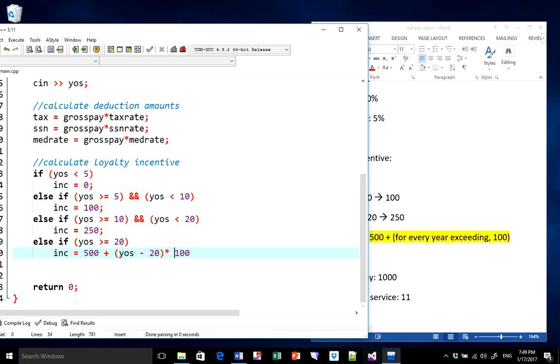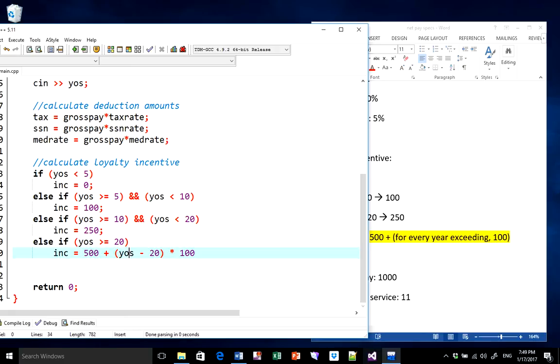Because the arithmetic operation in C++ is very similar to an arithmetic operation when you do it in math, right? It multiplies first and then it adds. So these operations happen first because it's parentheses, and then it's going to add this two. It's not going to add this two right away. It will multiply this first because multiplication supersedes addition, right? So if this is 23, so 23 minus 20, that's 3 times 100 plus 500.